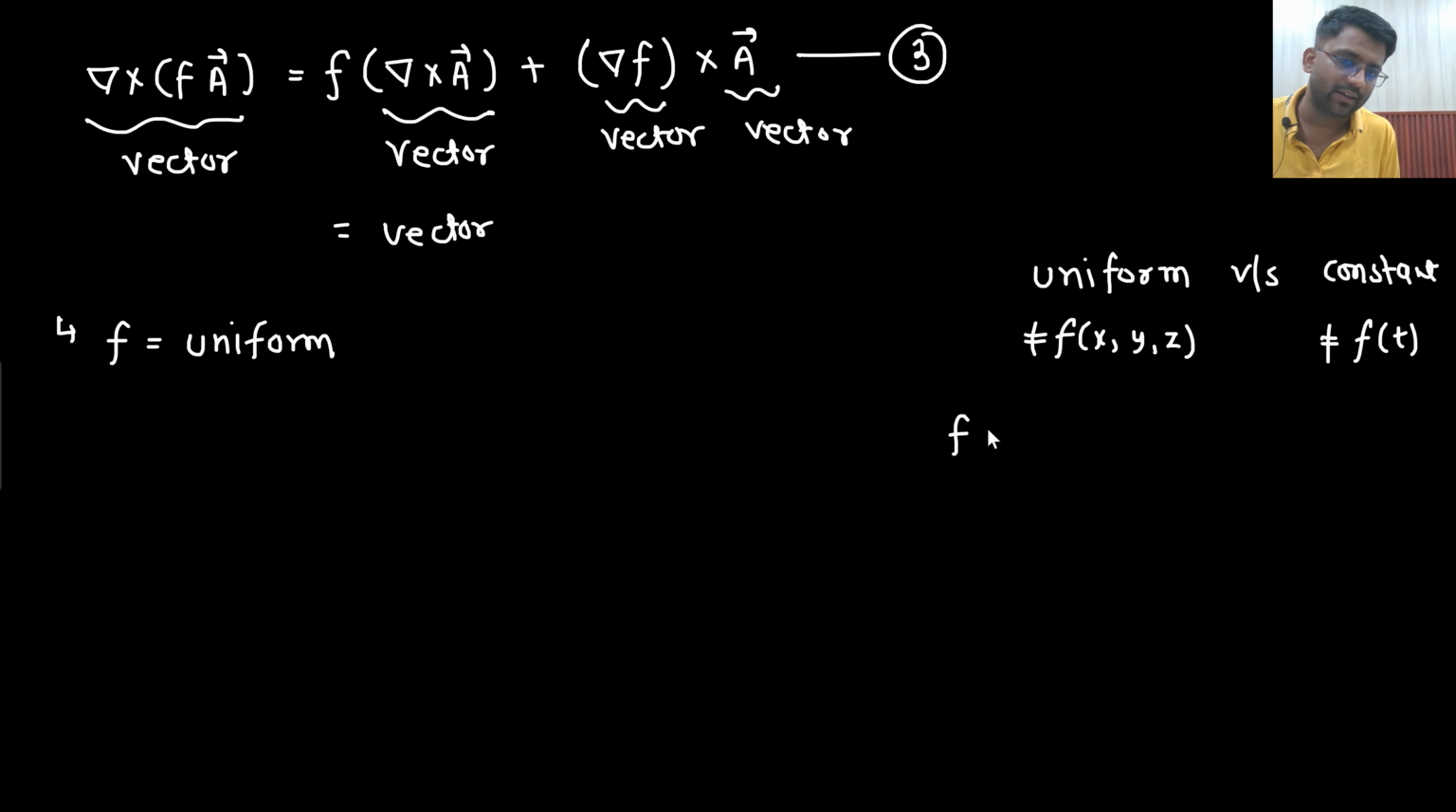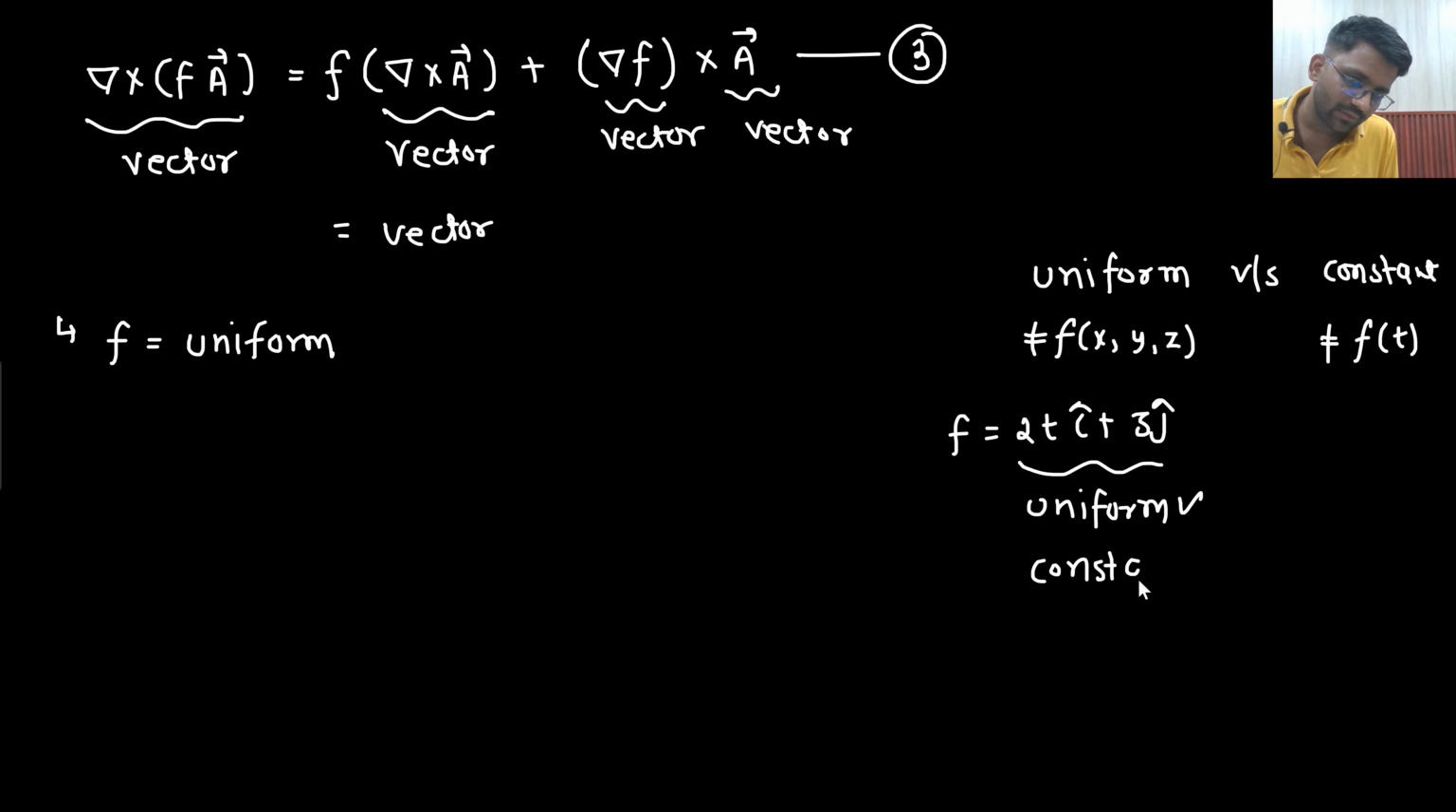Let's say some field I am writing down: 2t i cap plus 3j cap. Is it uniform? Yes, it is surely uniform. Is it constant? No. Why is that so? Because it is a function of time.